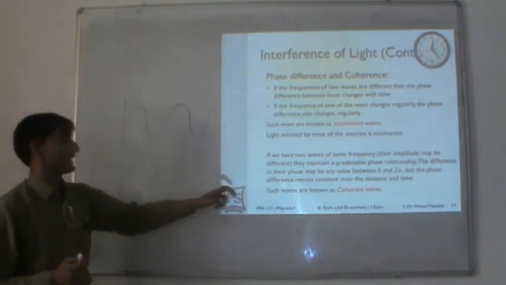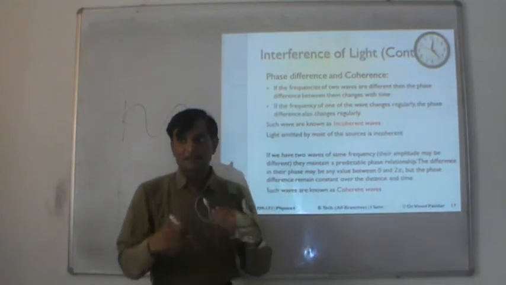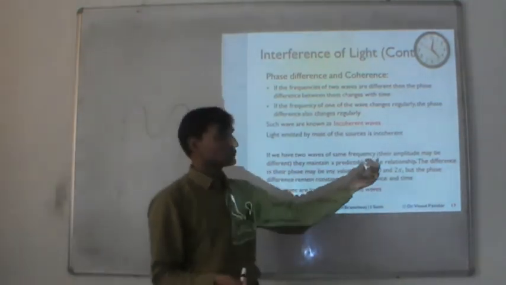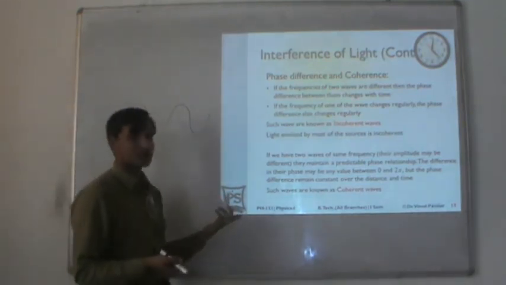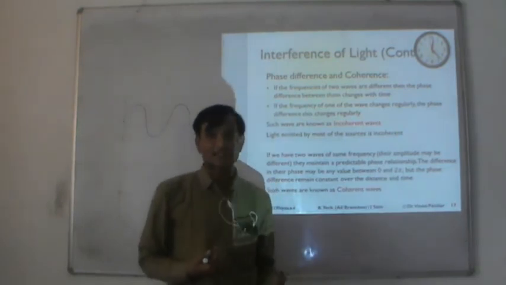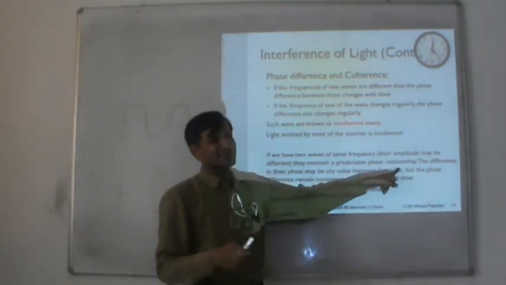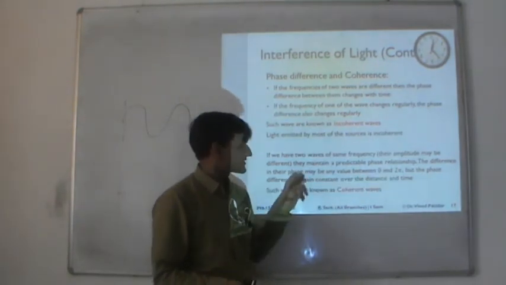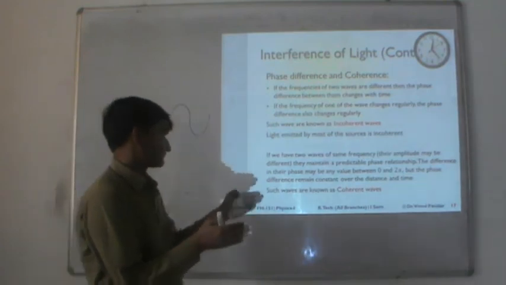So now this phase difference may be anywhere between 0 to 2 pi. Now why it cannot exceed 2 pi? Because when it is 2 pi, then you see a resemblance in the picture basically. You don't see a difference between the two waves. So the maximum phase difference you can say is 2 pi. It may be a multiple of 2 pi, but it is equivalent to 0. So the phase difference would be always between 0 to 2 pi.